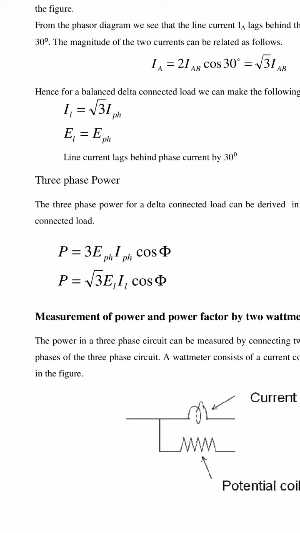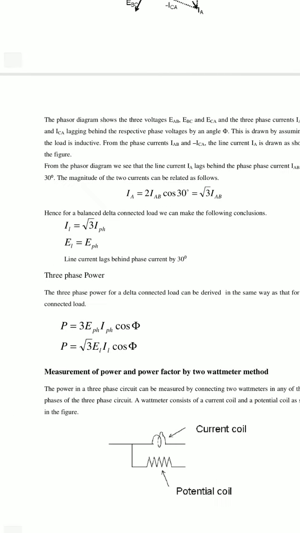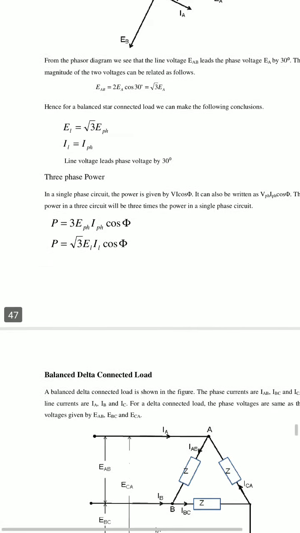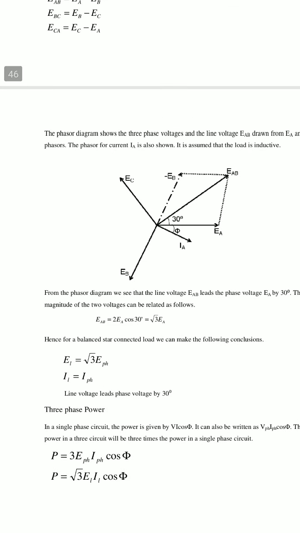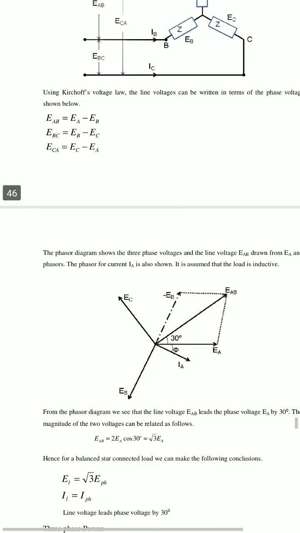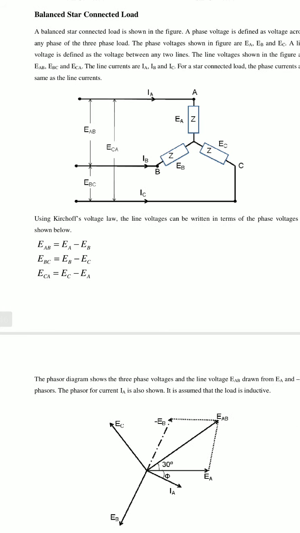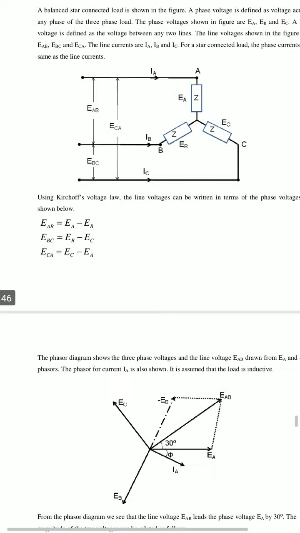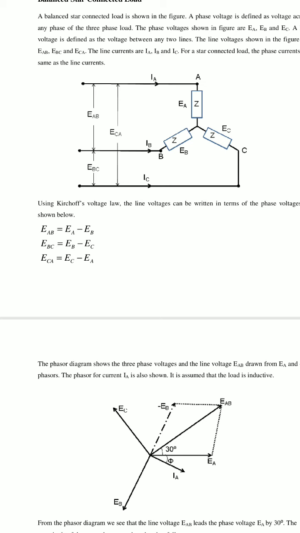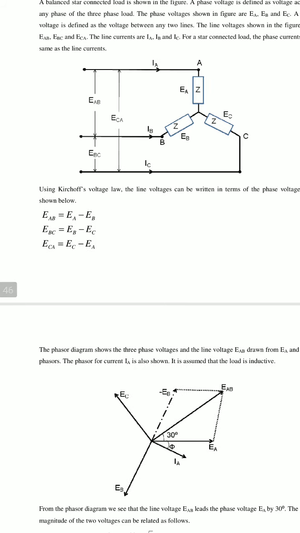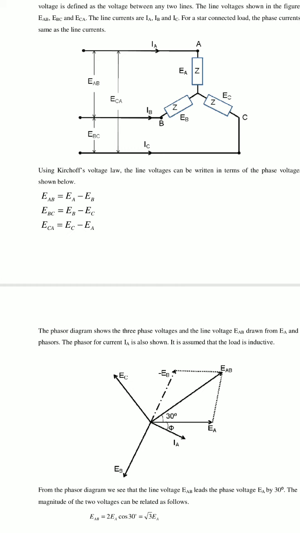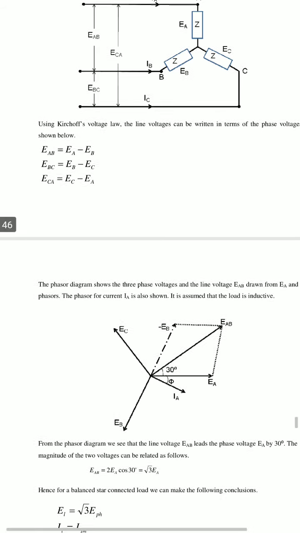So from this, observe star and delta once again. Here in the star connection, the line voltage and phase voltages are different. Here the line voltage EAB is equal to EA minus EB, that is for line voltage. EBC is equal to EB minus EC. ECA is equal to EC minus EA.